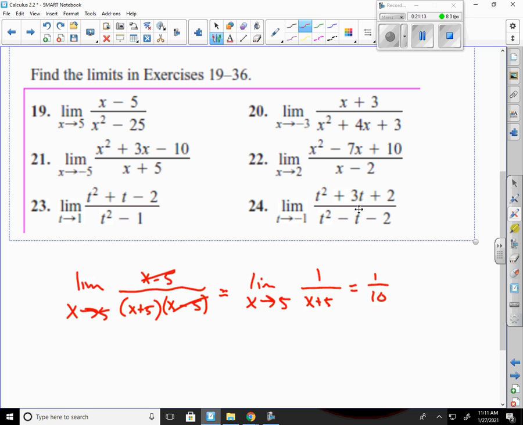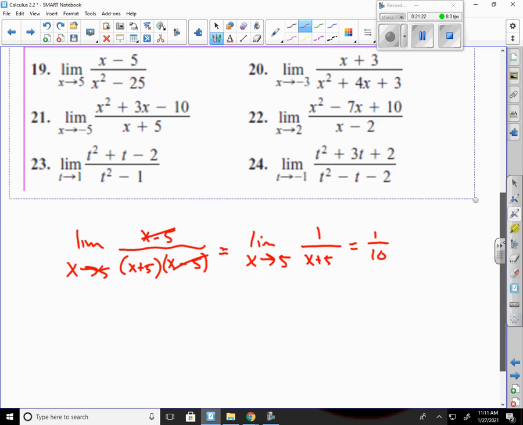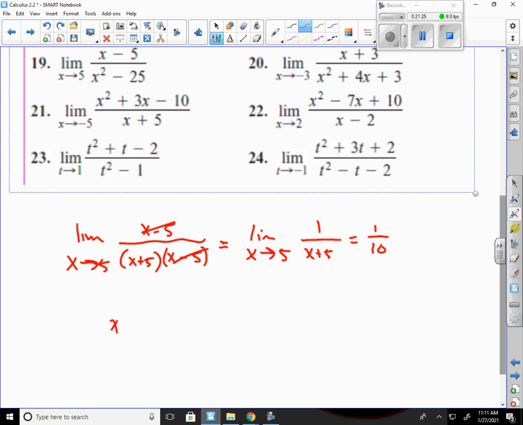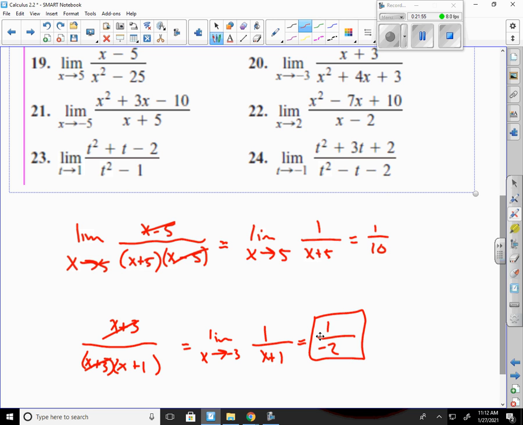Number 20. If I plug a negative 3 in, that's 9 minus 12, which is negative 3, plus 3. That gives me a 0 in the denominator. So I need to factor my bottom out. That's x plus 3 over, see if I can factor these. Well, multiplies to give me 3 and adds to 4. 3 plus 1. Now my x plus 3's will cancel. I'm left with the limit as x approaches negative 3 of 1 over x plus 1. Plug the negative 3 in now. It gives me 1 over negative 2, which is negative 1/2.